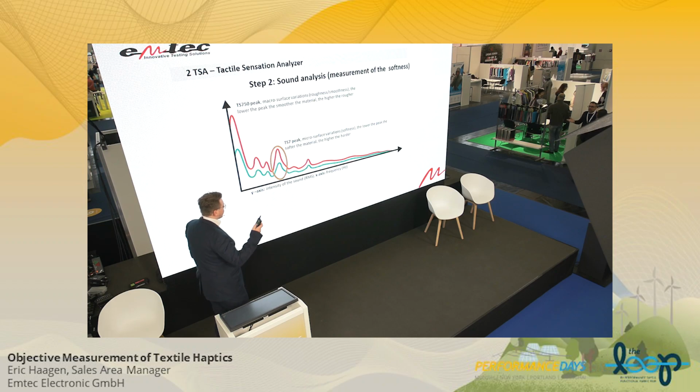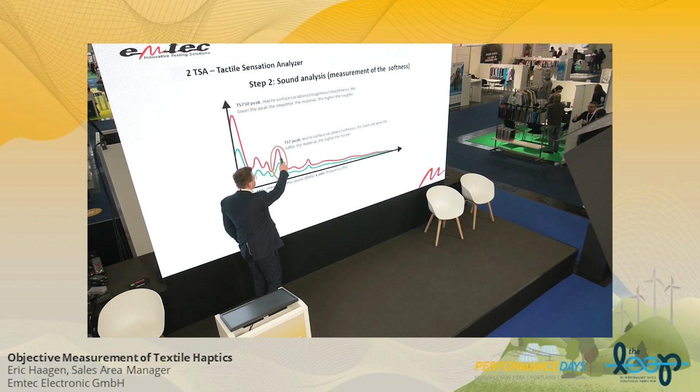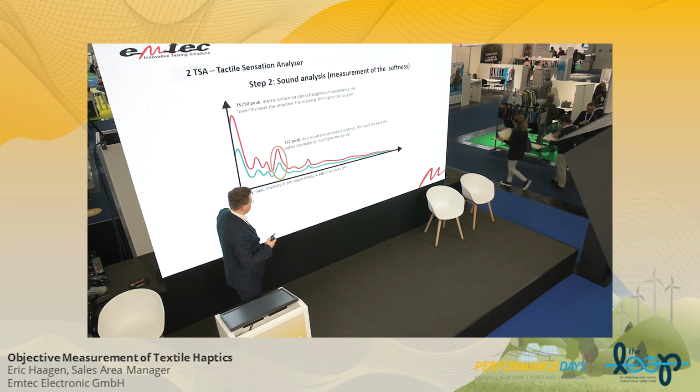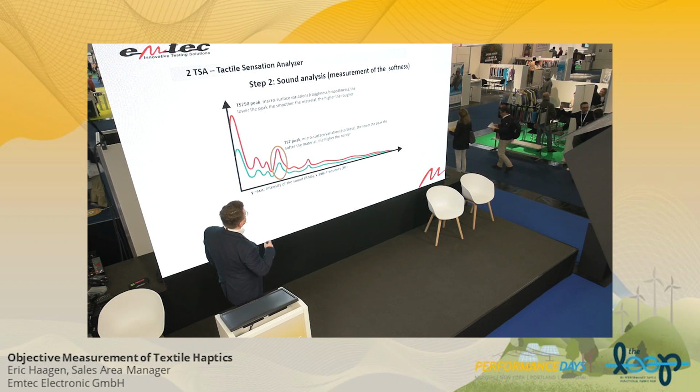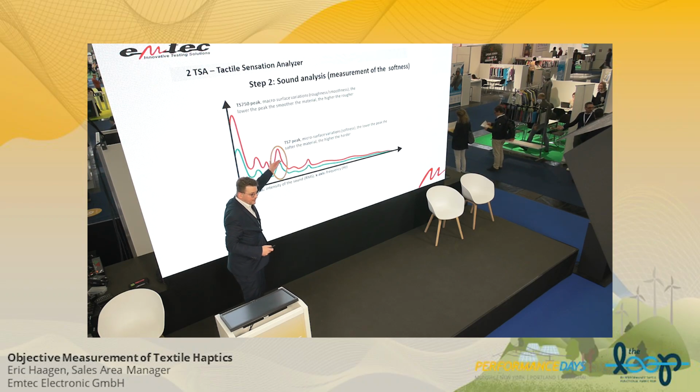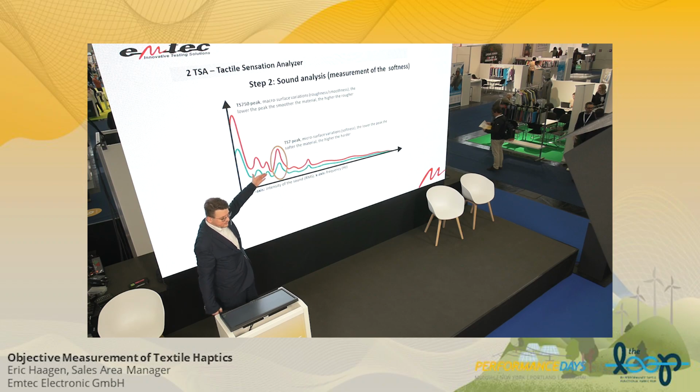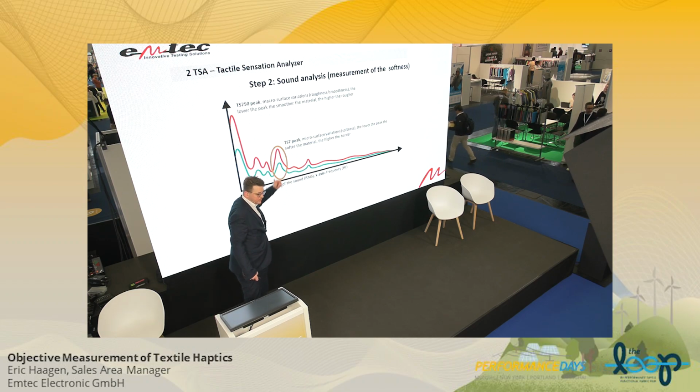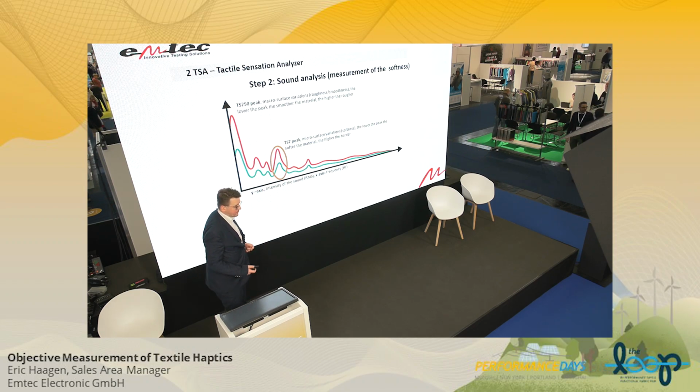And again, we evaluate the peak in our frequency spectrum. The higher the peak is, the harder the fiber material. The lower the peak is, the softer the fiber material. Also quite easy to evaluate.